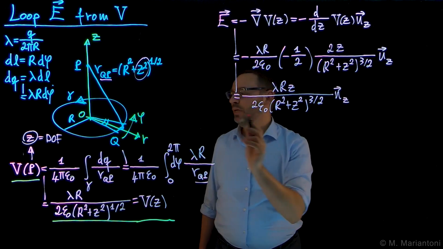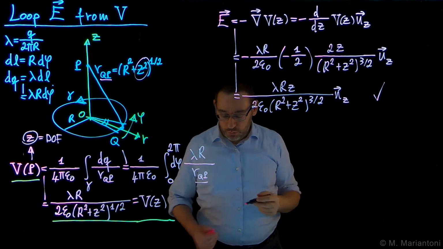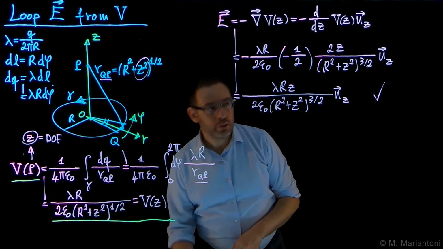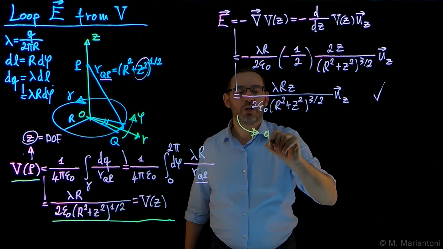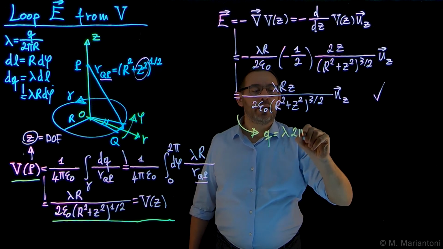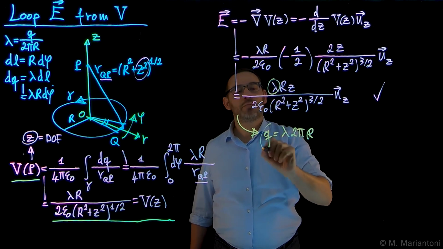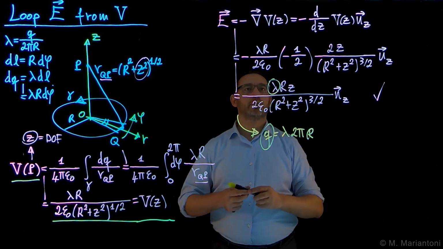So at z equal 0, for example, we get a 0, which is the same result as we found by means of Coulomb's law and the superposition principle. Of course, if you want, you can also represent this object as a function of the total charge Q, which is given by lambda times 2 pi capital R. So you can express it either as a function of lambda or as a function of Q, if you choose to do so. So this is our result.